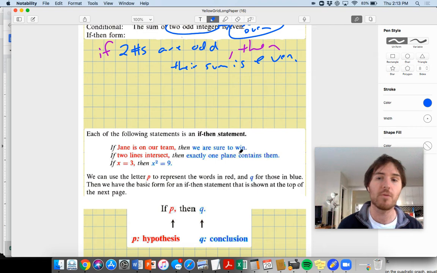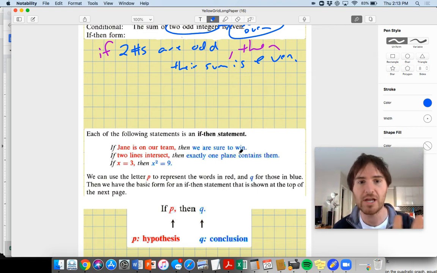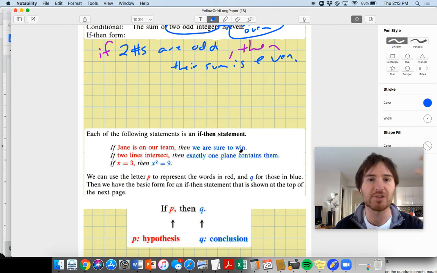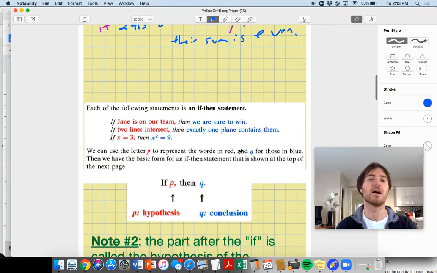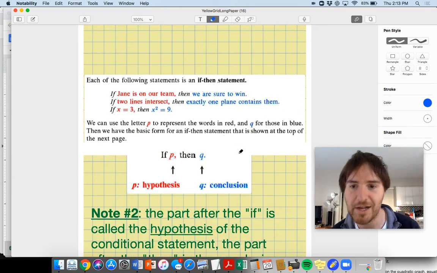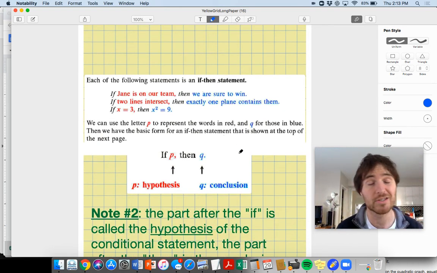So this is more about if-then statements. Some things are geometry related, some things are algebra related, and some things are just a fact, right? If somebody awesome is on your team, then you're sure to win. If Steph Curry's on the Lowell basketball team, then they're going to beat Washington.